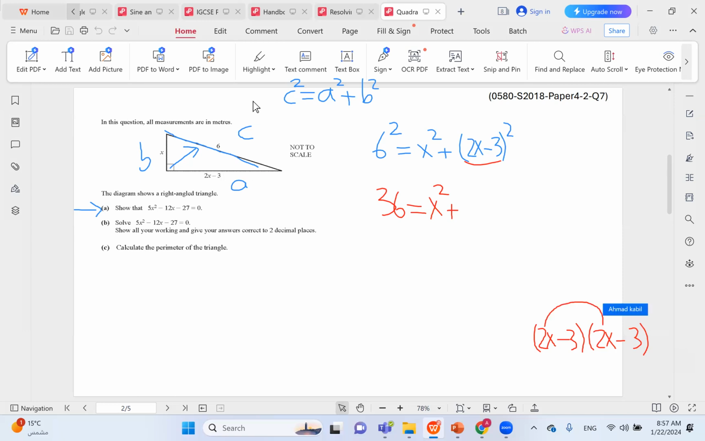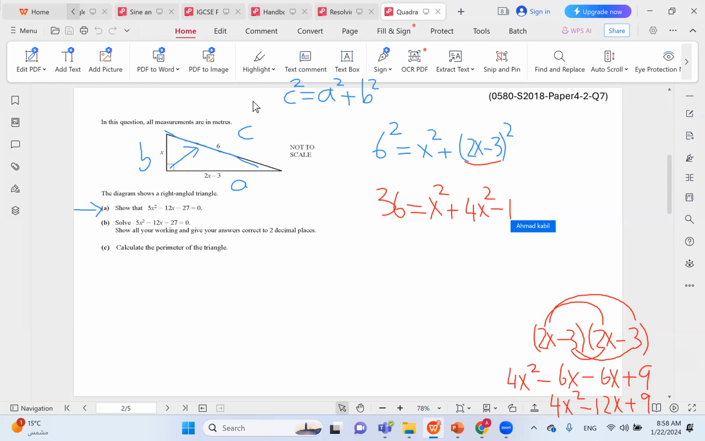So 2x times 2x is 4x power 2. 2x times negative 3 gives us negative 6x. Negative 3 times 2x gives us negative 6x again. Negative 3 times negative 3 gives us positive 9. So this becomes 4x squared minus 12x plus 9. And we write this down in the equation. So we have 4x power 2 minus 12x plus 9.